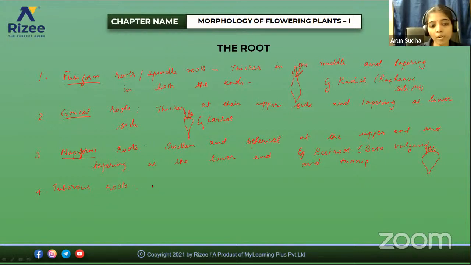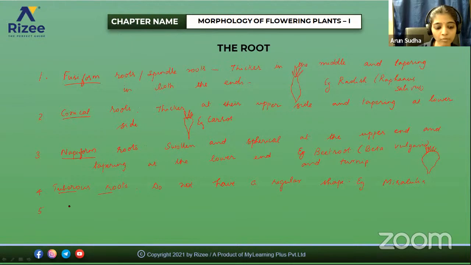So here they do not have a regular shape. There are tuberous roots, and the example is mirabilis. It is an example for tuberous root. They do not have a regular shape, and it became swollen. Actually, the root will be swollen and fleshy, but there won't be any proper shape.